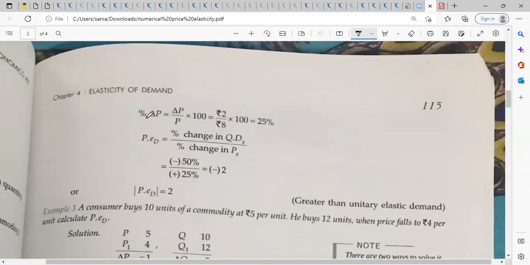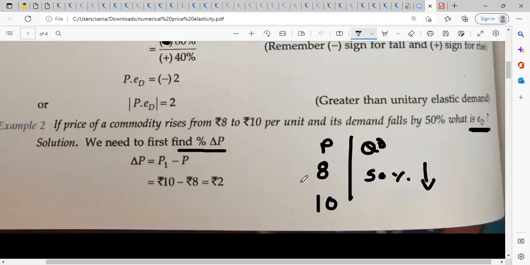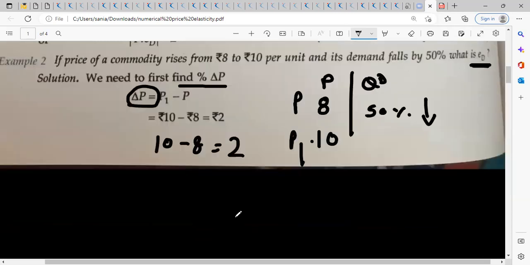Yes, teacher. So you will put that in the formula. Percentage change in price will be delta P divided by P multiplied by 100. So what is your delta P? Delta P is basically the change in price. So this is your P, this is your P1. P1 minus P. So it is 10 minus 8, which is 2, right?